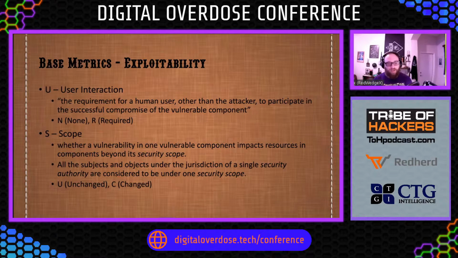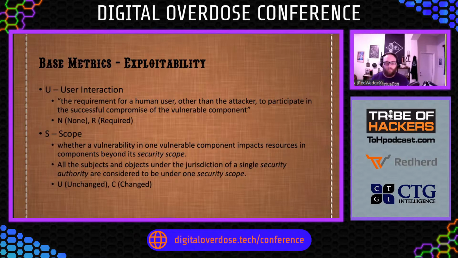The scope is whether it is changed or unchanged based on if one component impacts resources in a different component beyond its security scope. So when you think of scope change in a pen test world, you typically think, well, I attacked this box, I have a shell on this box, and this box now gives me access to another network. That's a scope change. Not really in CVSS world. Scope change, you have to take into account the single security authority. So you think about an Active Directory domain. If you pwn an Active Directory controller, you own that entire security authority. But if you use those creds to pwn every box in that network, it's not a change in scope because you have not changed security scopes.